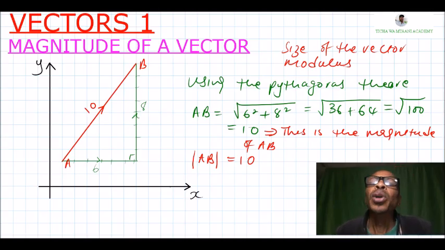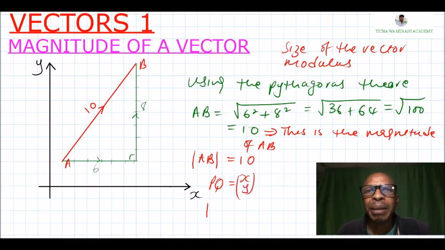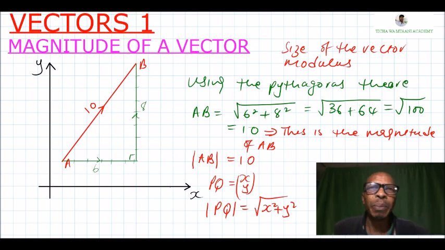So in general, we can conclude that if we are given PQ as a column vector (x, y), the general format would be the magnitude of PQ is equals to the square root of x squared plus y squared. So we use the x and y displacement, or components, as we have referred to them in our earlier lesson. So that is how you get the magnitude of a vector.